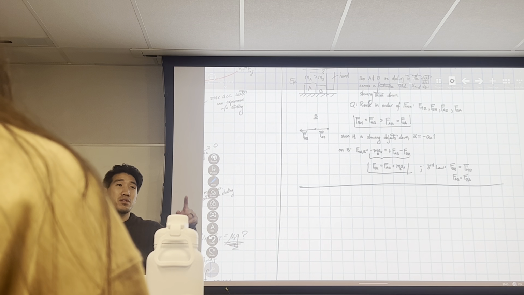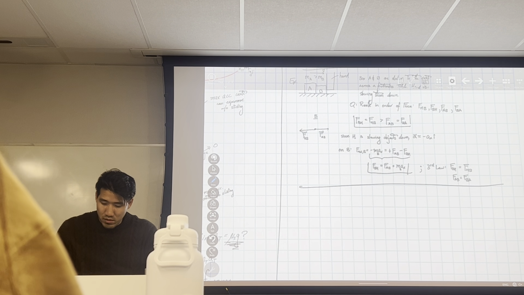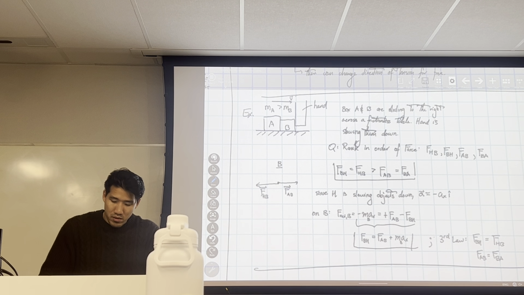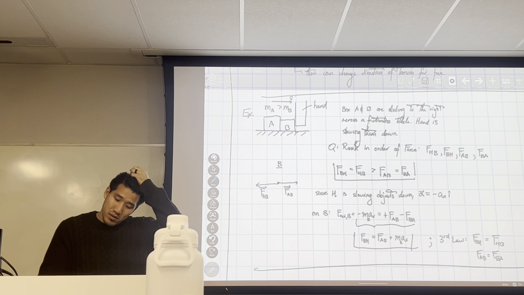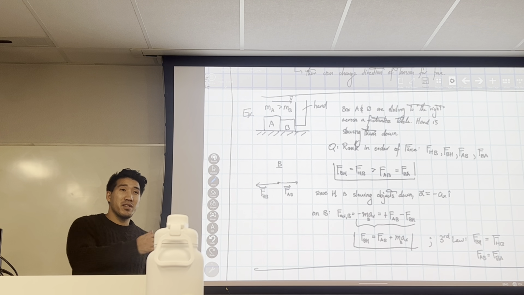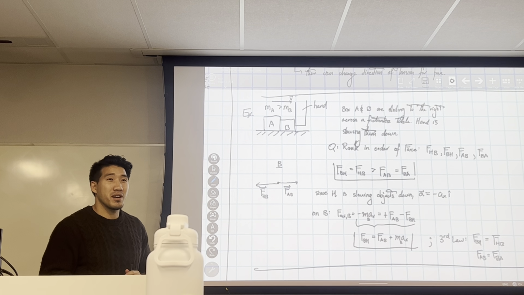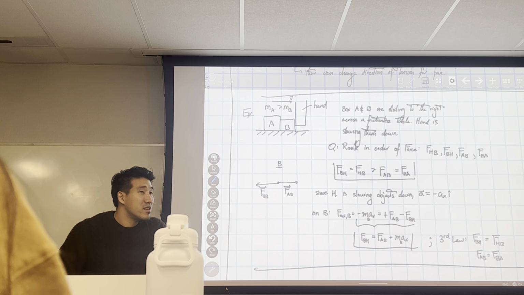Now question. And then just to double check, the reason why the force of BH is greater than the force of AB is just because it's accelerating in the negative direction. Yeah, the hand is the one that's slowing it down, slowing both of them down. Okay, cool. Just double check.